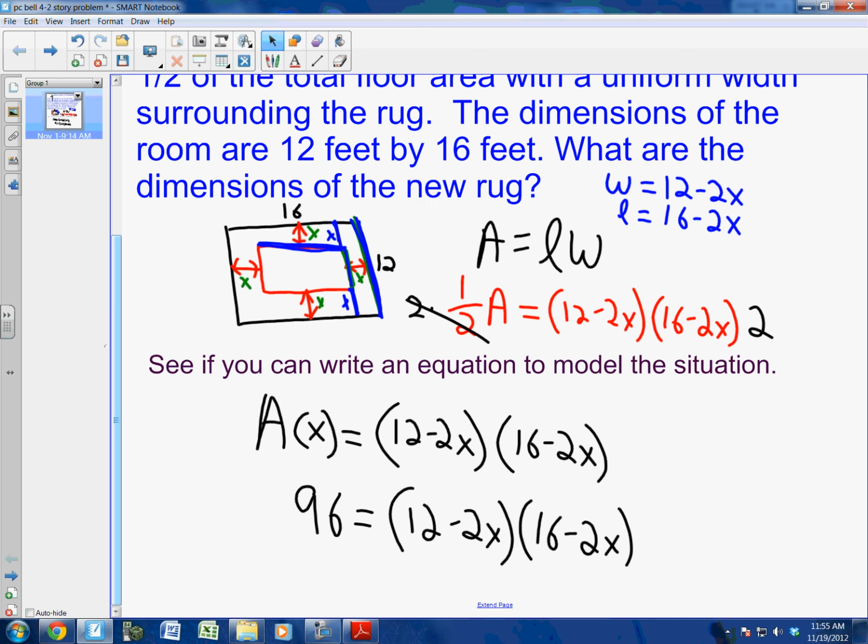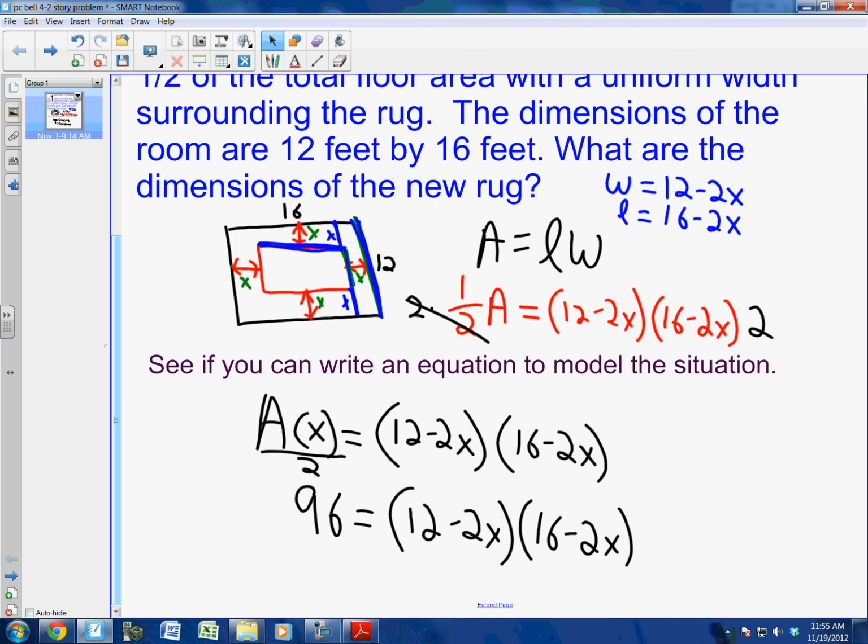Oh. You know what? The bottom equation wouldn't require it because what we did is we already took half of the area. So I forgot about that. I could have written it right here, but we'll write it right here. Since we knew that A of x is equal to 192, divided by 2 is 96. Okay? I'm sorry, that kind of confused it right there.